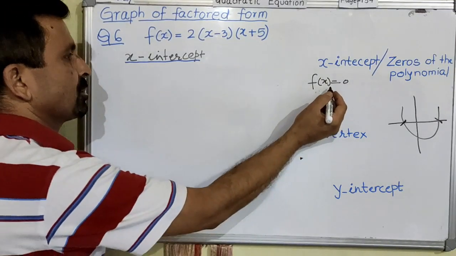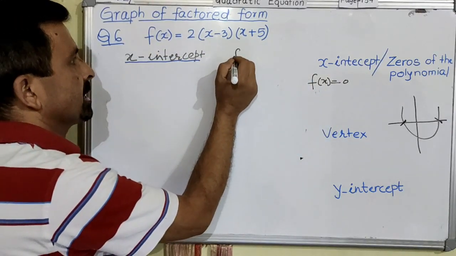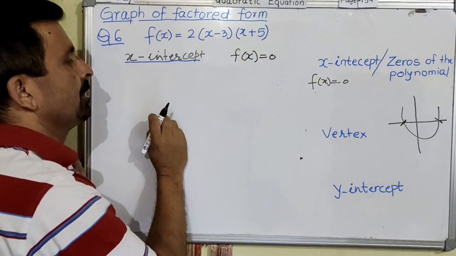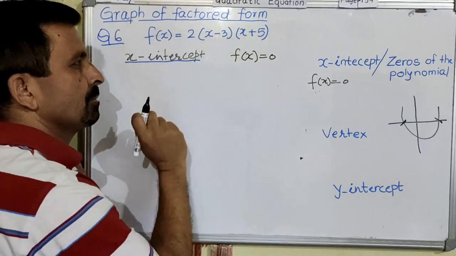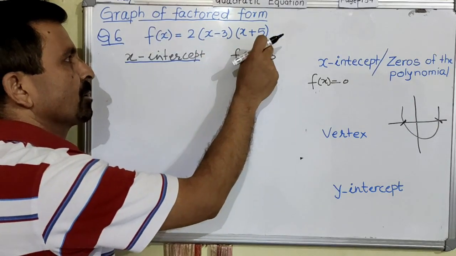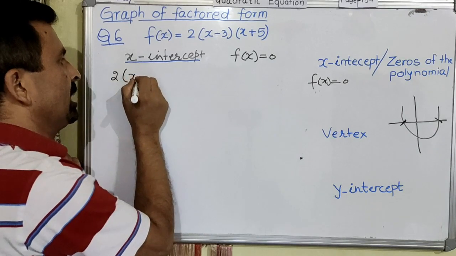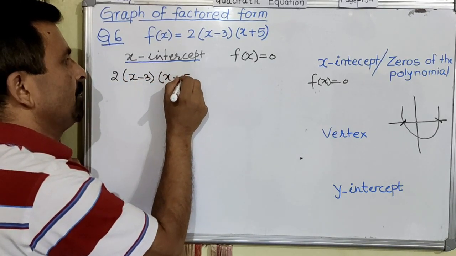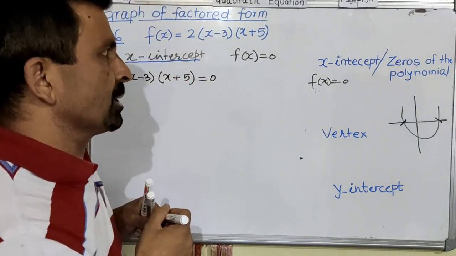For this, as I told you, we will assume f(x) to be 0. So f(x) is equal to 0. Clear? Now this left hand side is equated to 0, and therefore the right hand side also will become equal to 0. So 2 into (x minus 3) into (x plus 5) is equal to 0. Please see this very carefully because I am going too slow.